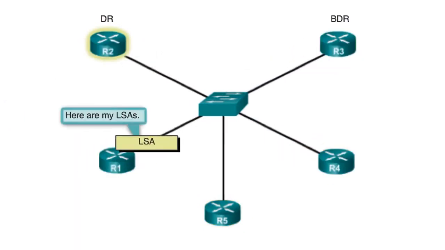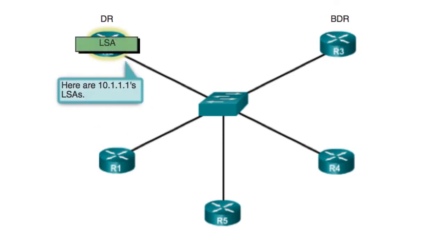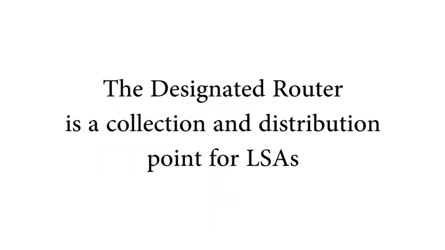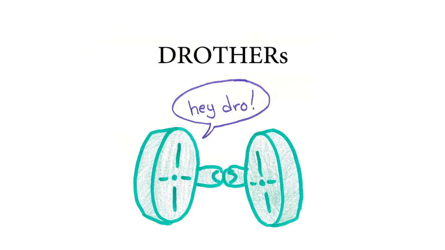The solution to this is managing the number of adjacencies and flooding of LSAs on a multi-access network through designated routers. OSPF elects a designated router to be the collection and distribution point for LSAs sent and received. A backup designated router is also elected in case the designated router fails. All other routers become DROthers. A DROther is a router that is neither the designated router nor the backup designated router.